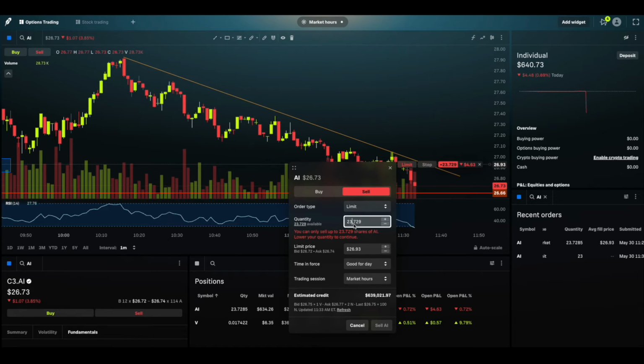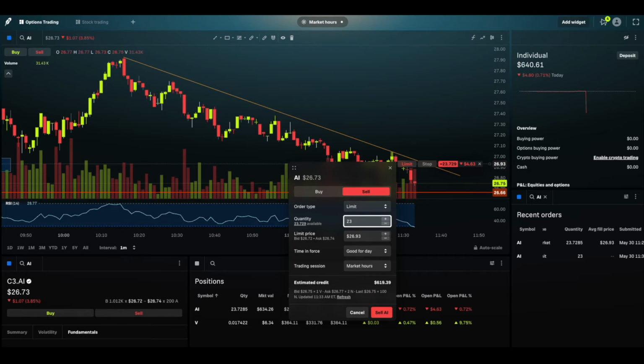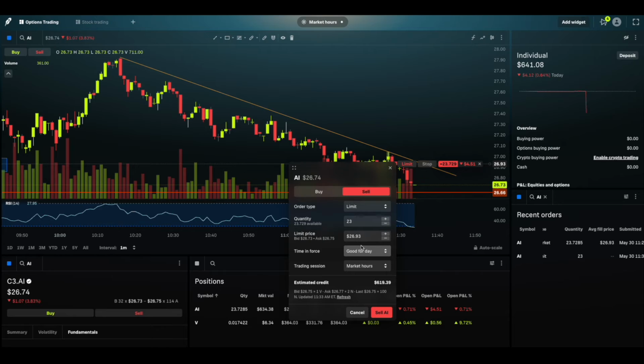So it says I can only sell up to this amount. So let me just make that a period. All right, I guess it doesn't allow you to do that. Yeah, so when you're doing it, I'm not sure how you sell the fractional shares, to be honest, because I'm looking at it right here, and it's showing you have the market hours, extended hours, and the 24-hour market.